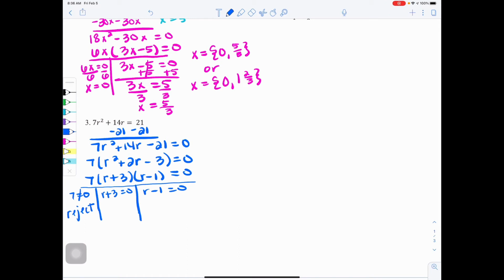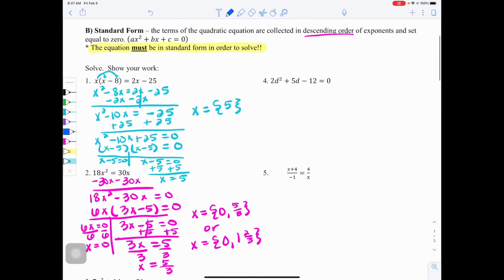In the middle, to get r by itself, I would subtract 3. And to the right, if I wanted r by itself, I would add 1 to both sides. So r equals 1. So now I know the answers are -3 and 1. Moving on to number 4, we have 2d squared plus 5d minus 12 equals 0.